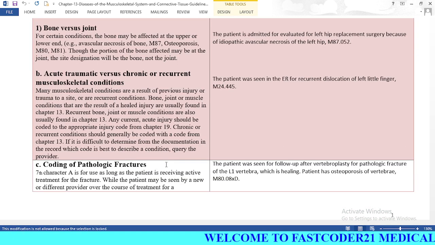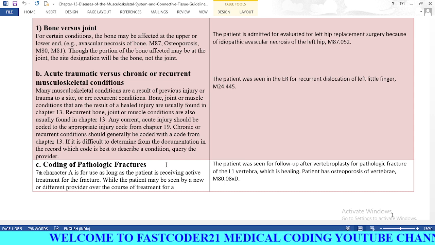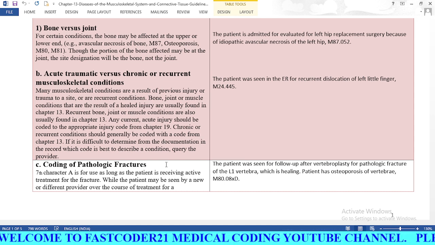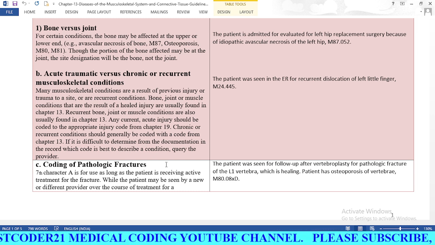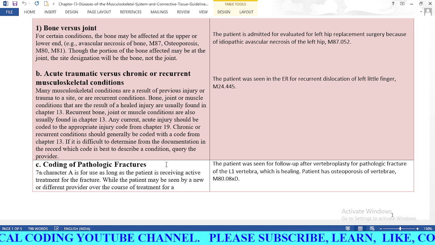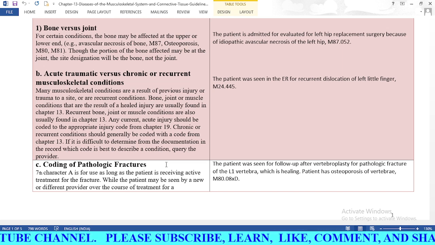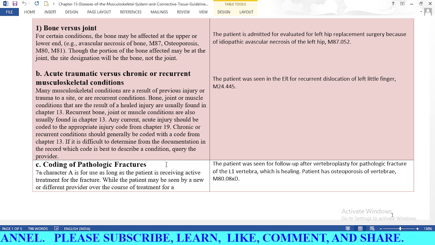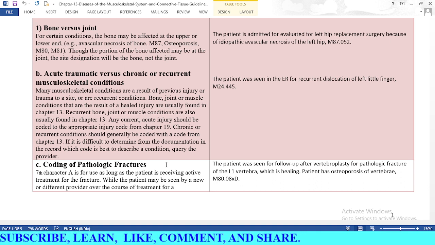Next, we need to distinguish bone versus joint. For certain conditions, the bone may be affected at the upper or lower end. Though the portion of the bone affected may be at the joint, the site designation will be the bone, not the joint. So whenever there is a problem with the bone, we need to code the bone as the site, not as a joint, even though the condition is near the joint.